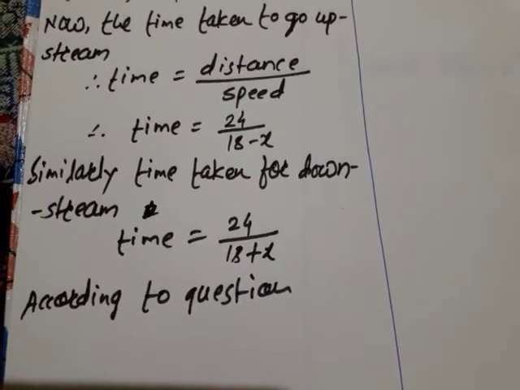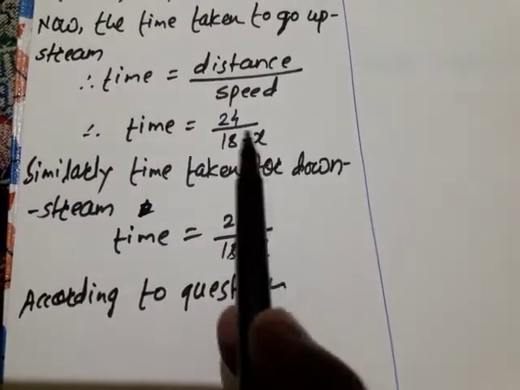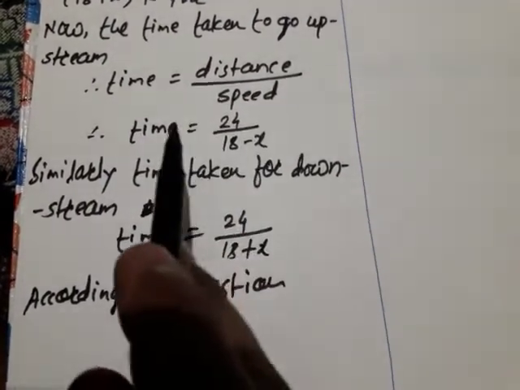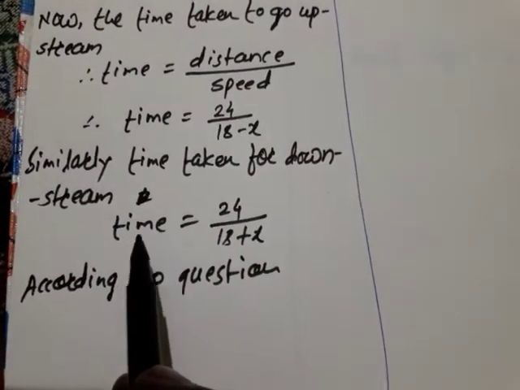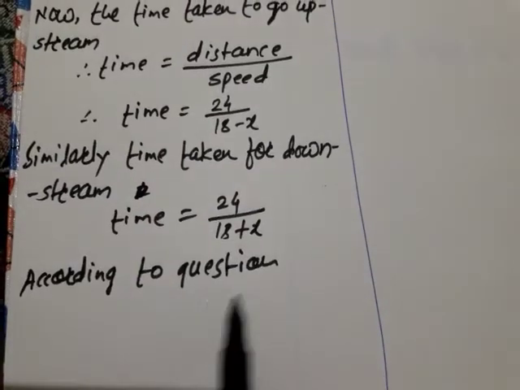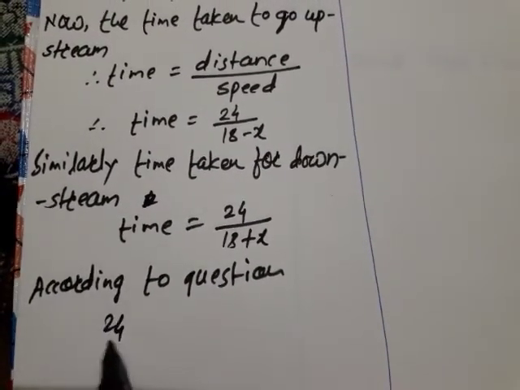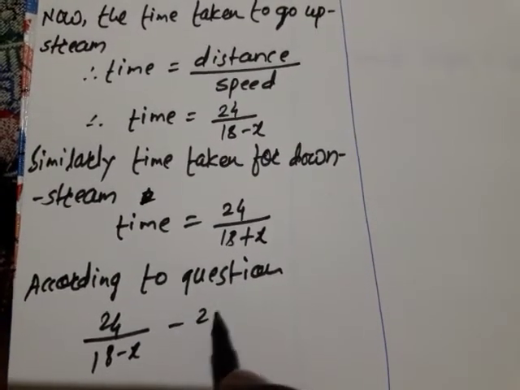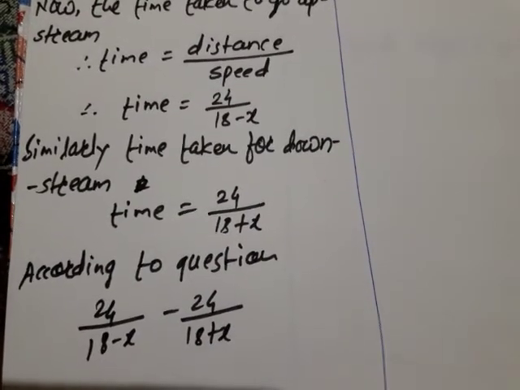According to the question, the motorboat goes first of all where? Upstream. Then what is the speed? Means the time taken is what? 24 divided by 18 minus x. Then here the time is equal to what? 24 divided by 18 plus x. Means we can write it like that: 24 divided by 18 minus x, minus 24 divided by 18 plus x.